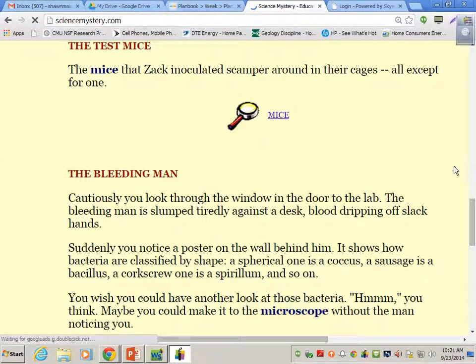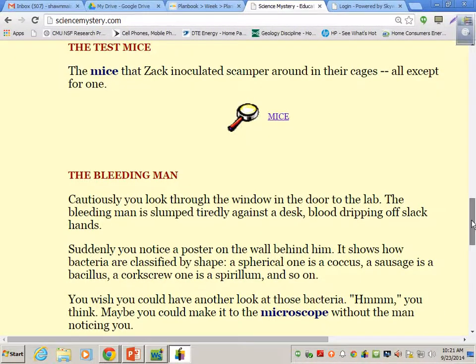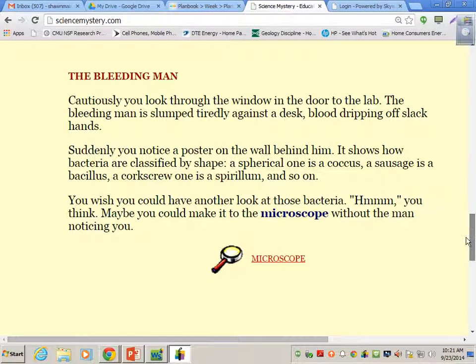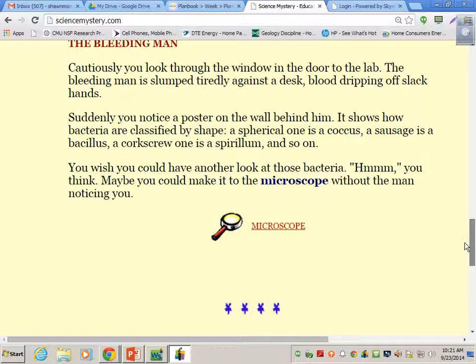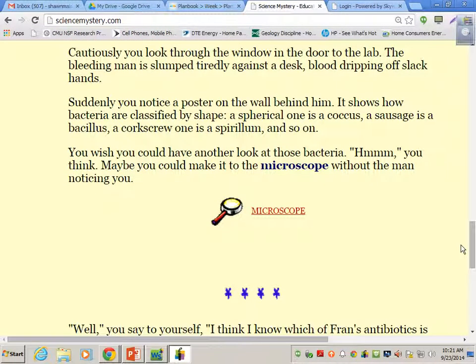Go to the back room. That was a jinkies, by the way. The bleeding man. Cautiously, you look through the window in the door in the lab, and the bleeding man is slumped entirely against the desk, blood dripping off slack hands. Suddenly, you notice a poster on the wall behind him. It shows how bacteria are classified by shape. A spherical one is a coccus. A sausage is a bacillus. And a corkscrew is a spirillum. Jinkies.